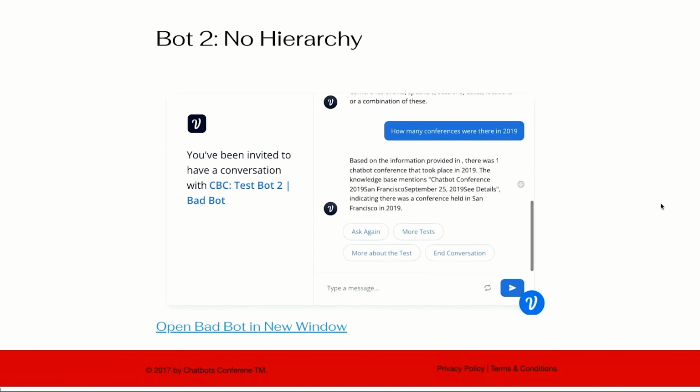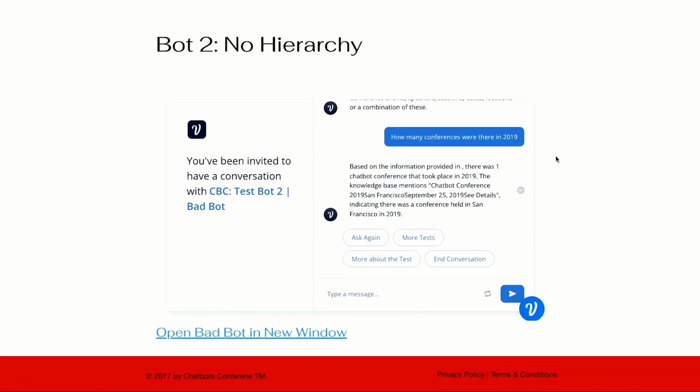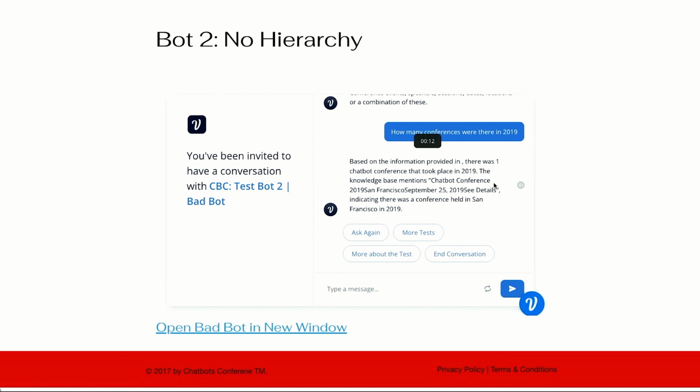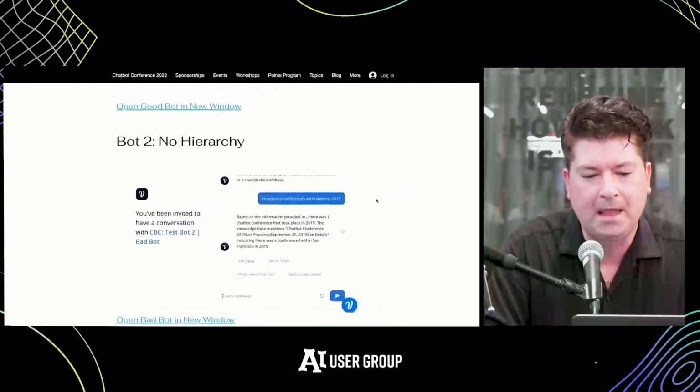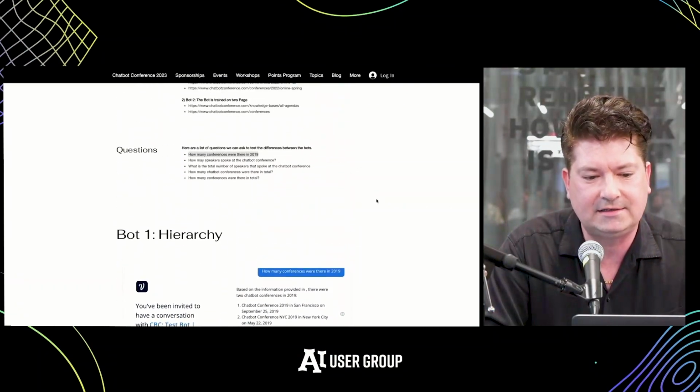I don't know. Okay, so you could see that the data that it comes back is not nearly as readily understandable. And it also gets it wrong. It says there was only one conference in 2019. The other thing that's really important is semantics.